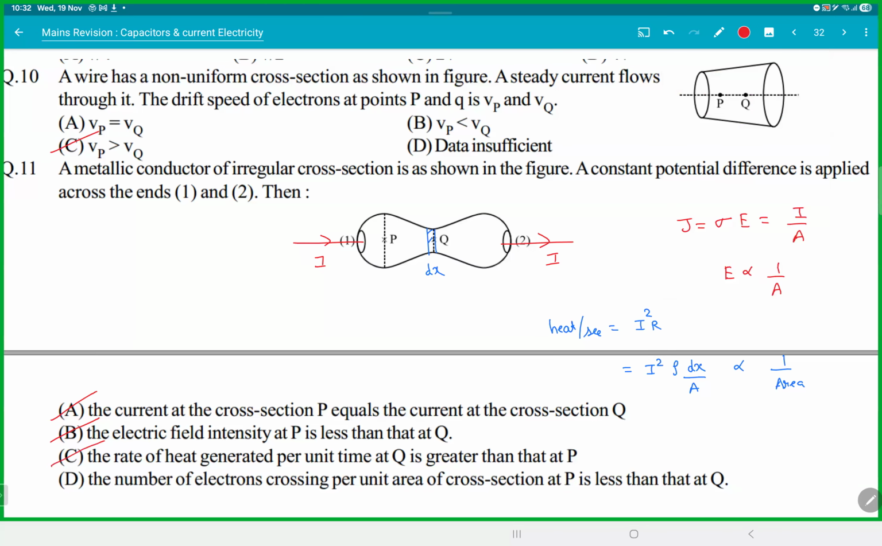The number of electrons crossing per unit area at P is less than that of Q. Now again, current is the same. That means the same number of electrons are passing through the entire thing, but he's asking per unit area. The total number of electrons crossing per second is the same, but if you divide by area, it will change. So D is also right. All four are right. Are you clear with that? Here they have the same electrons, but if you divide by area AP and by area AQ, P is greater. Clear with this?